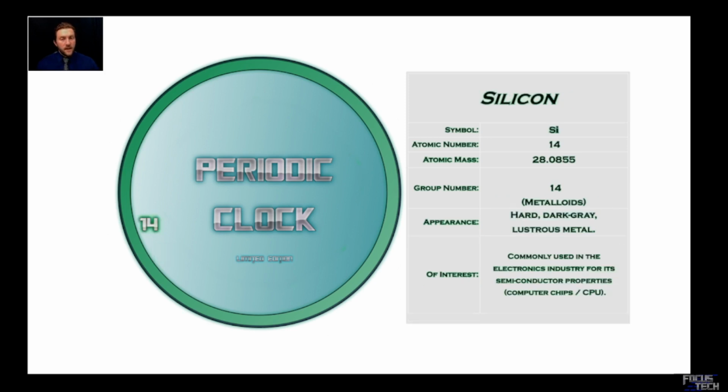Number 14, we have silicon. So silicon, a metalloid, group 14 as well. Appearance-wise, it's a hard, dark grey, metallic, lustrous metal. Of interest, silicon is actually used by the electronics industry in computer chips. So little CPUs, or central processing units, are the main consumers of silicon.